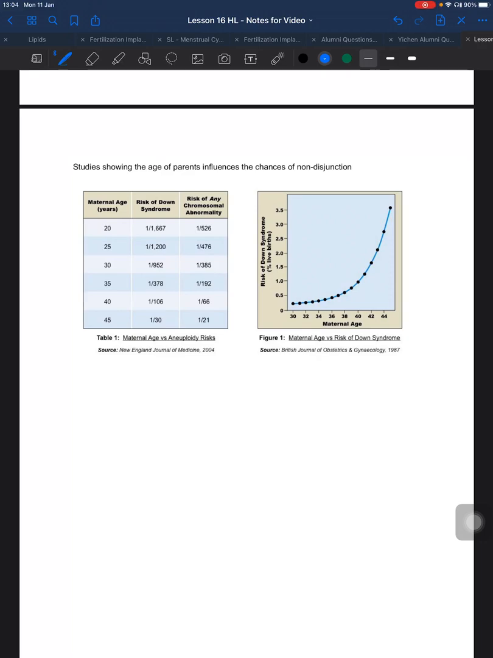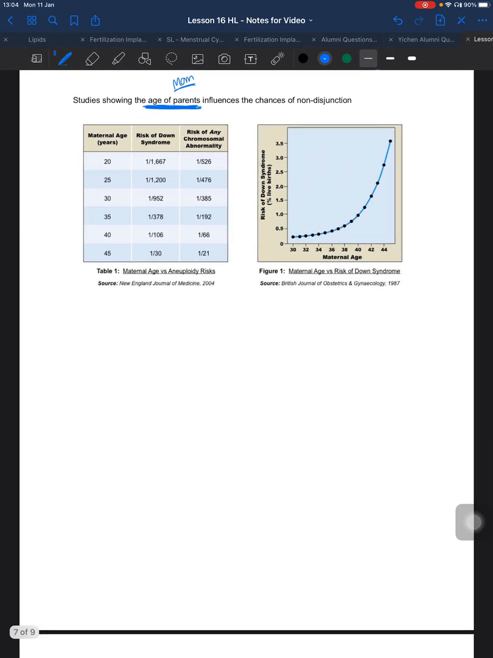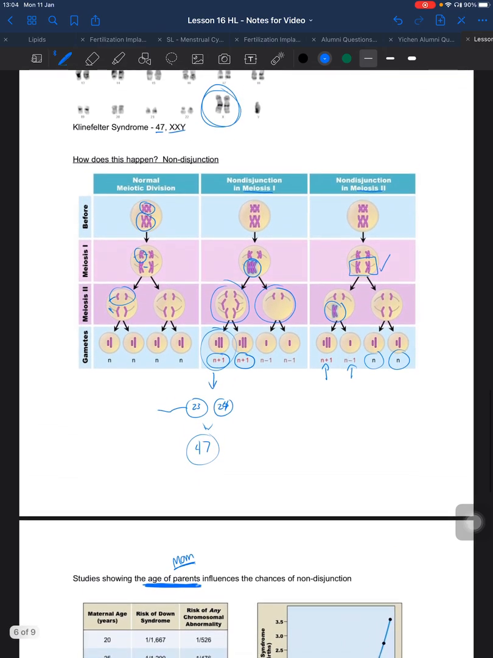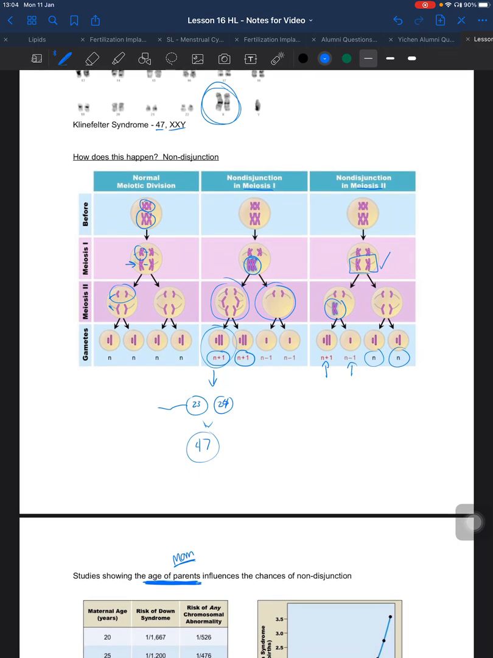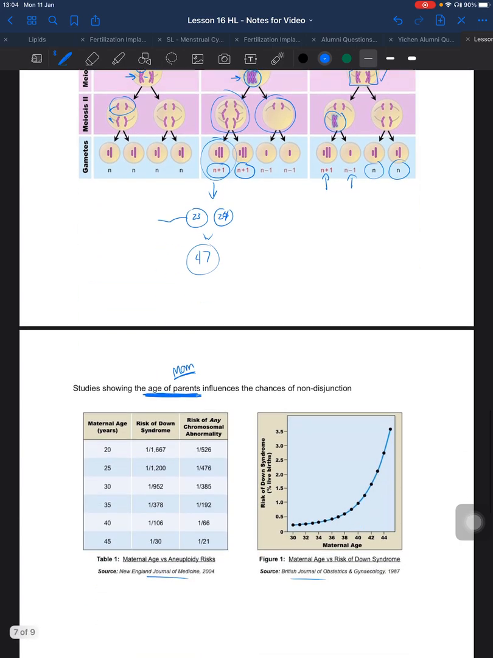Okay, so one other thing when we talk about non-disjunctions and chromosome disorders is that the age of the parents plays a big role in this, and specifically the age of the mom. Okay, so I have two little charts here from studies, the New England Journal of Medicine and the British OBGYN journal. So again, the idea with non-disjunction is simply that the homologous chromosomes don't separate or the sister chromatids don't separate properly, and as a result, you end up with an extra chromosome.